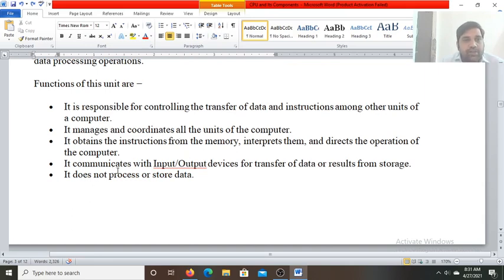Fourth function, it communicates with the input-output devices. The control unit also communicates with the input and output devices for the transfer of data or results from the storage. It does not process or store data. So the control unit does not do any processing work, and it also does not store any data.